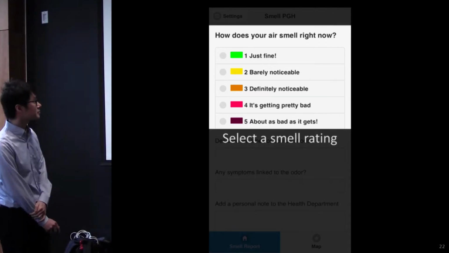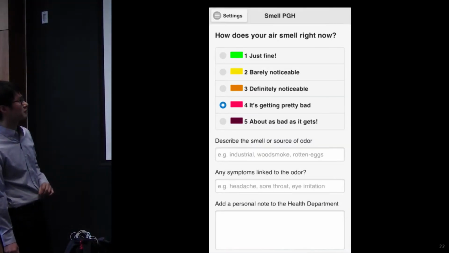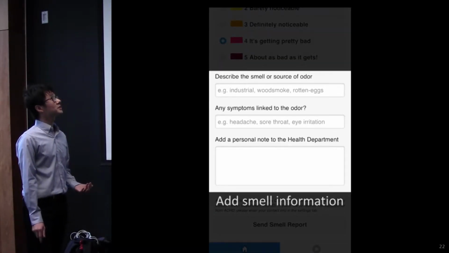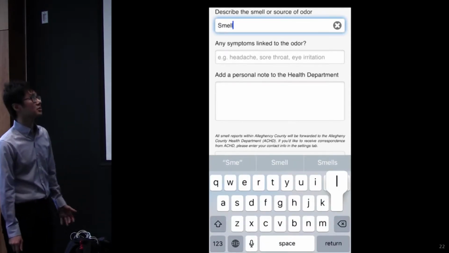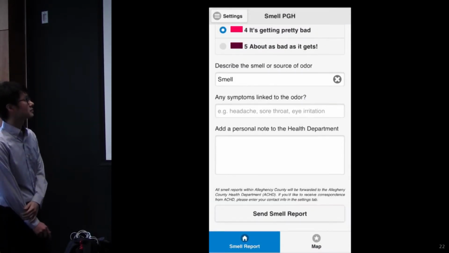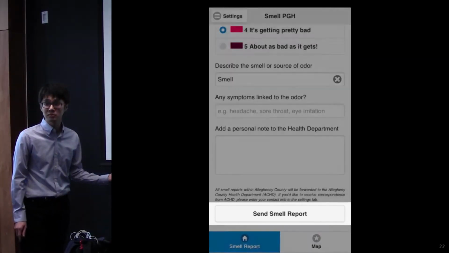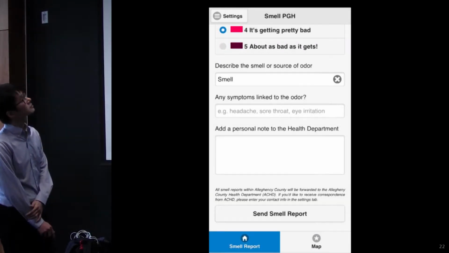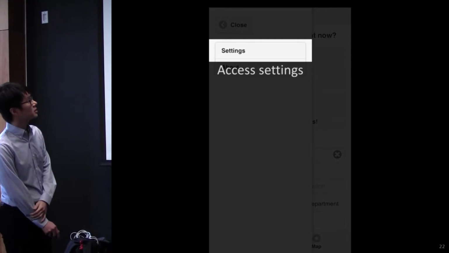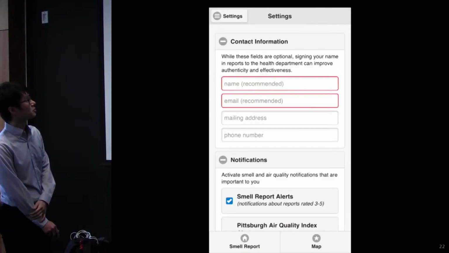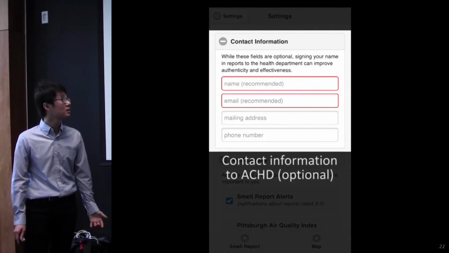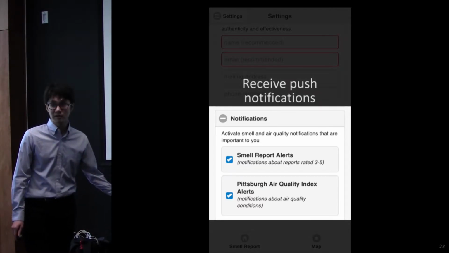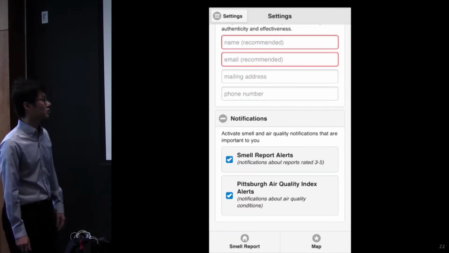And here's the demo. People can select the smell ratings from 1 to 5. And then they can also submit the source of smell, symptoms, or any comments to the health department. When they press the submit button, the smell report will be sent to the health department. There are settings where people can provide contact information for the health department. Also, they can receive notifications like smell report alerts or air quality alerts.